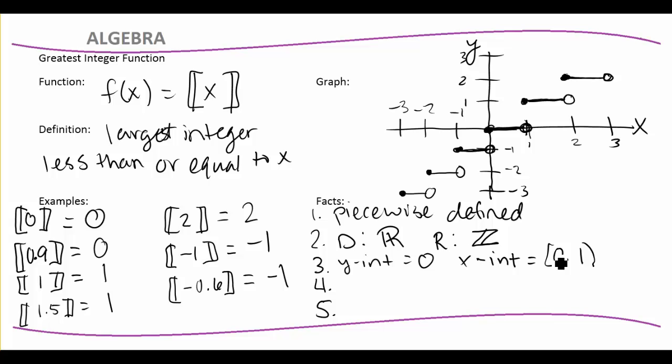4, the greatest integer function is neither even nor odd. And 5, last fact, the graph of the greatest integer function is not continuous.